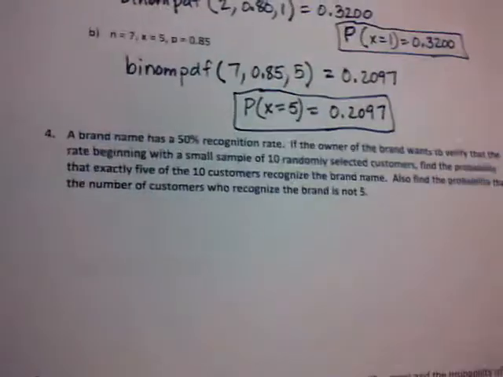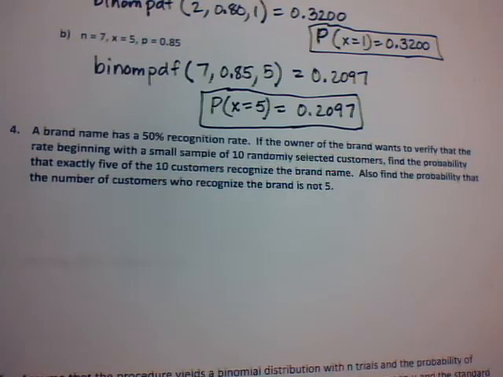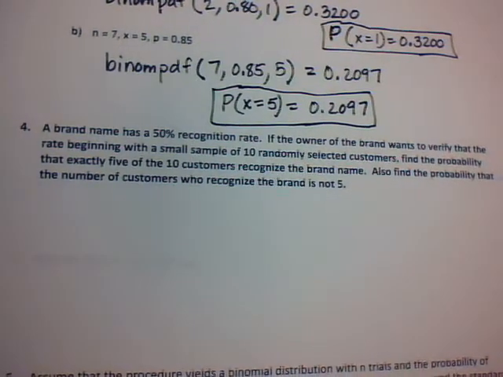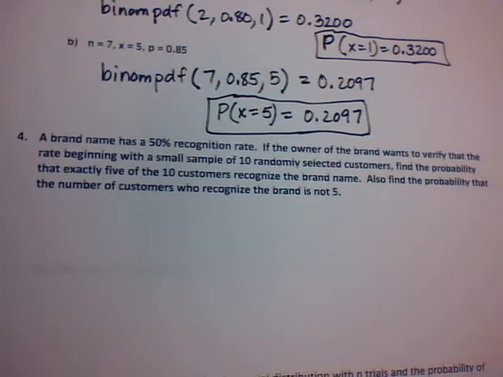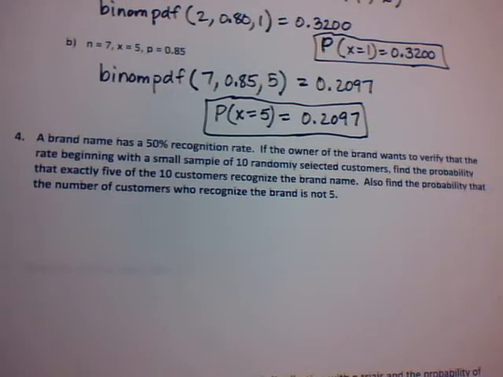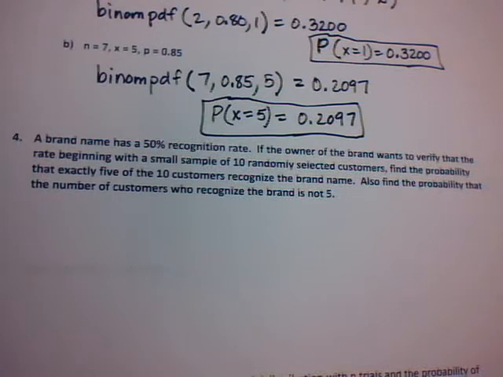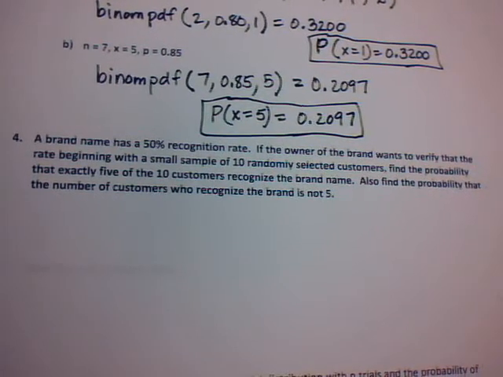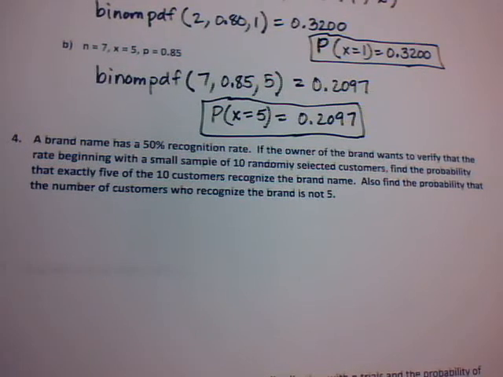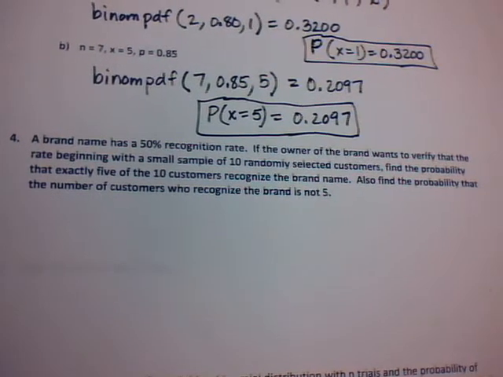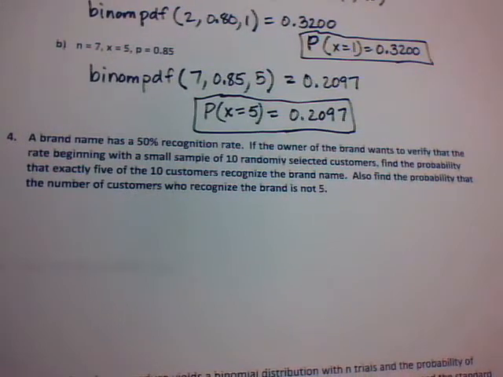Okay. Number 4 is another problem that's in bold print. Here you can use the graphing calculator. A brand name has a 50% recognition rate. If the owner of a brand wants to verify that rate beginning with a small sample of 10 randomly selected customers, find the probability that exactly 5 of the 10 customers recognize the brand name. Also find the probability that the number of customers who recognize the brand is not 5.